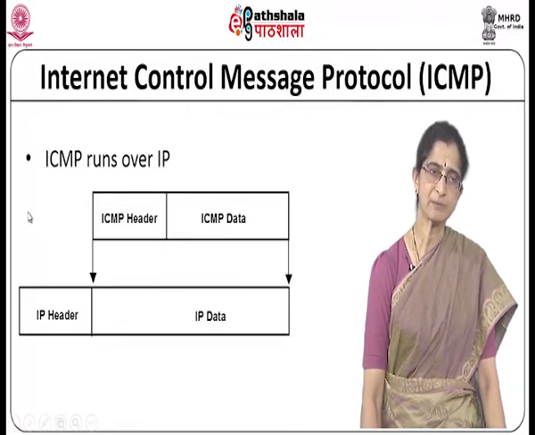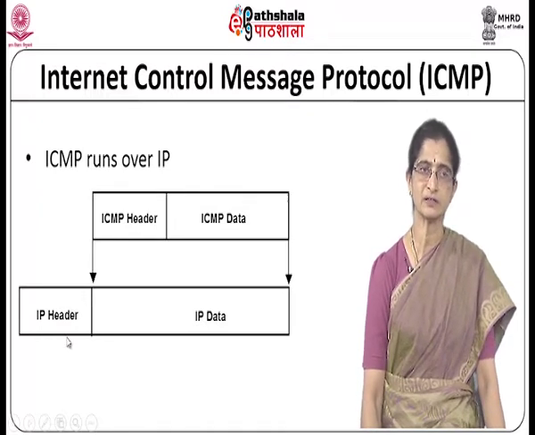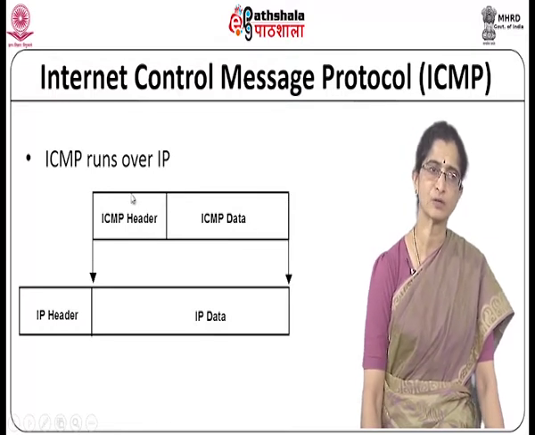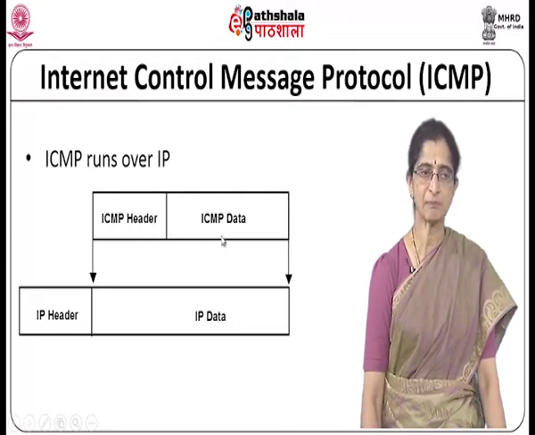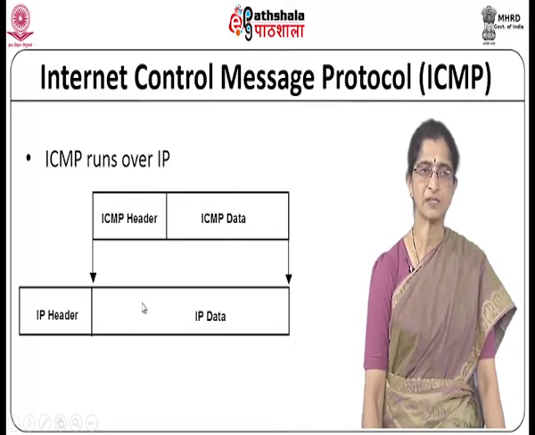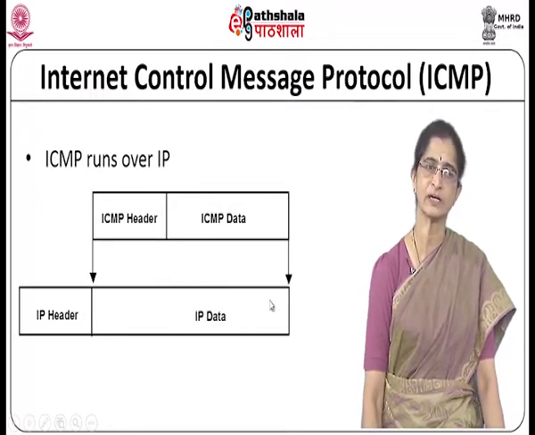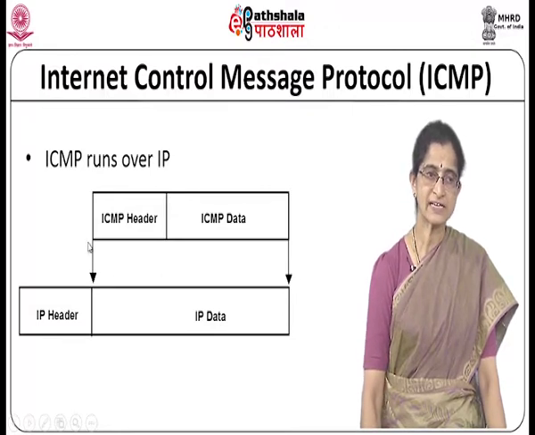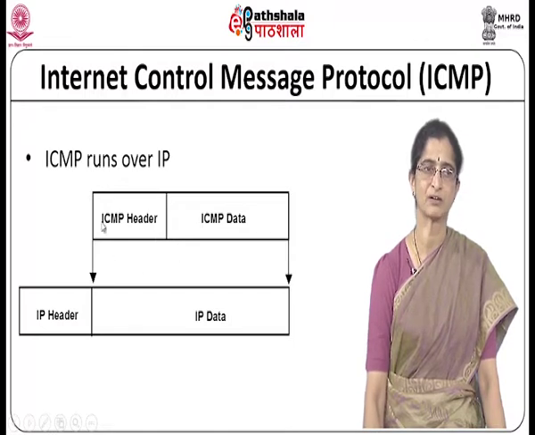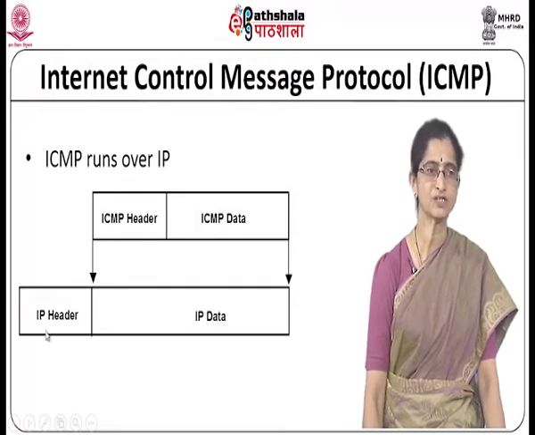The ICMP message that we have is carried as part of an IP packet, which means you have the ICMP data, and there will also be an ICMP header. This ICMP data plus header becomes part of an IP packet. So this becomes the IP data, and it will be encapsulated in an IP datagram. An IP header will be added to it and it will be sent. So this ICMP message, which consists of all the information that we want to specify about some error or some status, will be passed on using an IP packet to whichever destination we want.